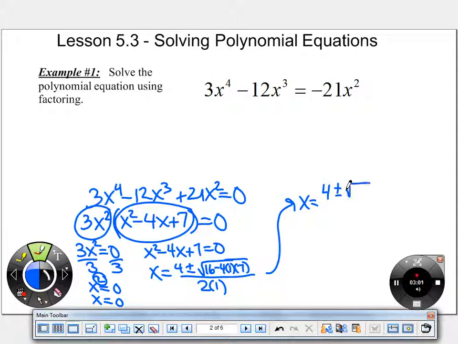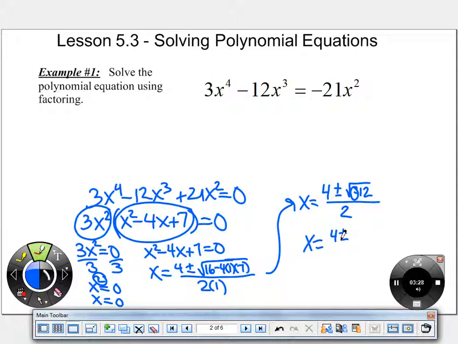we get x is equal to 4 plus or minus the square root of, what? Oh, sorry. 16 minus 28, which is negative 12, all over 2. Okay, good. So we see the negative under here. We don't stop. They didn't limit us to real solutions. They just said solve. So we're going to write these solutions in their complex or imaginary way. So this is going to simplify to be 4 plus or minus.